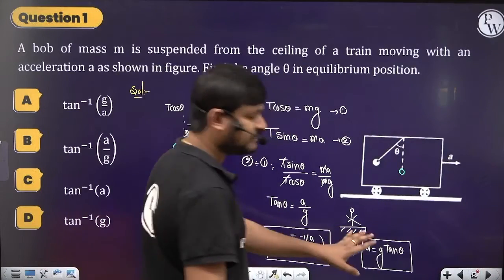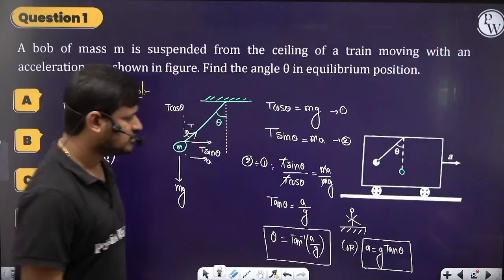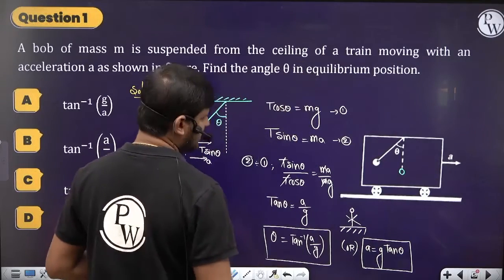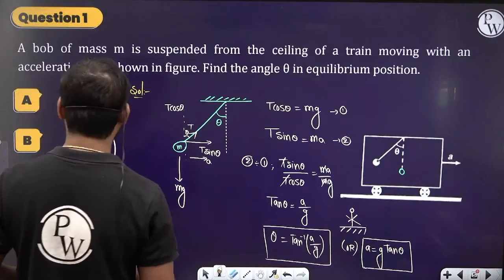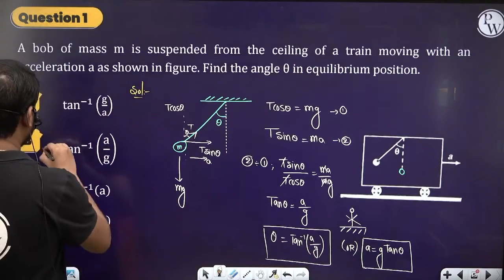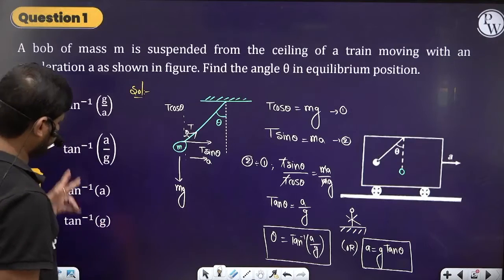So see here, this part is done. Next, let's move further. The same question, let's do it by another method. We have got the answer to what they asked, the theta in equilibrium, which is going to be tan inverse of a by g. So tan inverse of a by g.